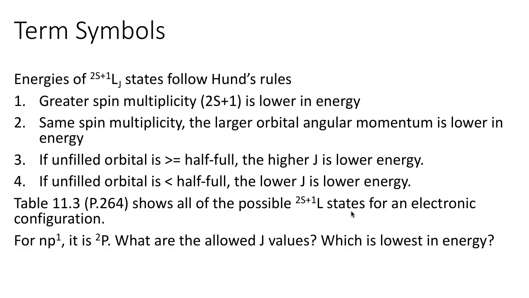First things first, you look for whichever has the greater spin multiplicity, which is lowest in energy. So whatever has the highest 2S+1 is lower in energy. The fewer paired electrons you have, the lower the energy. And if something has the same spin multiplicity, then the larger orbital angular momentum, the larger L value, is lower in energy. Okay, now these last parts, 2, 3, and 4, are a little trickier.